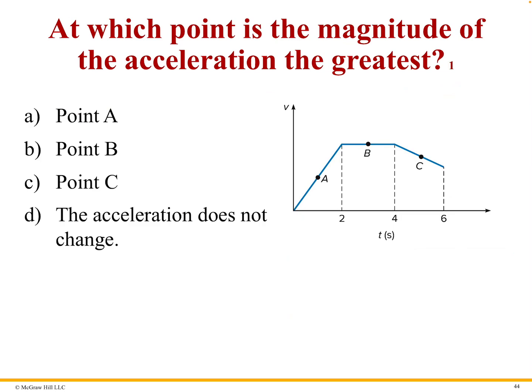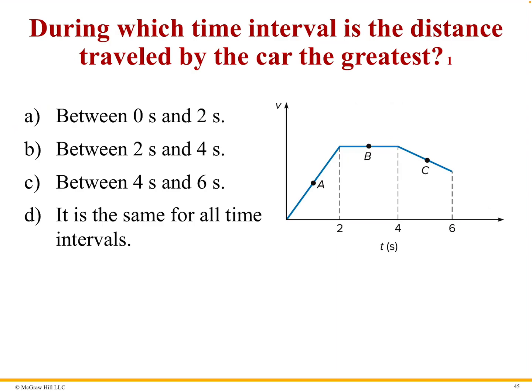Okay, what about this one? This says, at which point is the magnitude of the acceleration the greatest? Where do you think there is a steeper slope? Well, it looks like it's at point A, right? Because there's a steeper slope there. There's no slope here and not quite as much at this point.